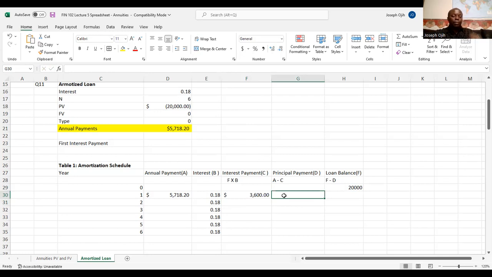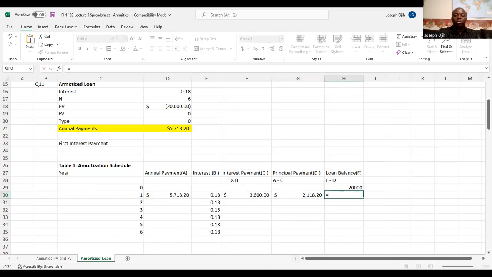Now, the amount that will go to the principal to reduce the principal will be equal to the amount that you paid minus the interest. See? That gives you the amount. So this amount goes to the interest, this one goes to the principal to reduce the principal. So that your loan balance after the 1 year will be equal to the loan balance at the beginning, that's the beginning balance, minus the amount that goes to the principal. That gives you the balance of 17,881.